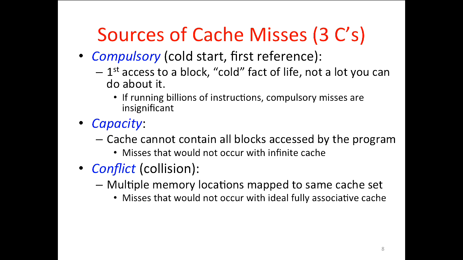And these occur because you have a less than fully associative cache. And so memory locations are competing over a given set in the cache. So multiple memory locations map to the same set. And so one way of thinking about these are misses that you wouldn't get if you had an ideal fully associative cache. They're a consequence of using some reduced associativity, which you do to reduce the hardware cost. So the three C's: compulsory, capacity, conflict.